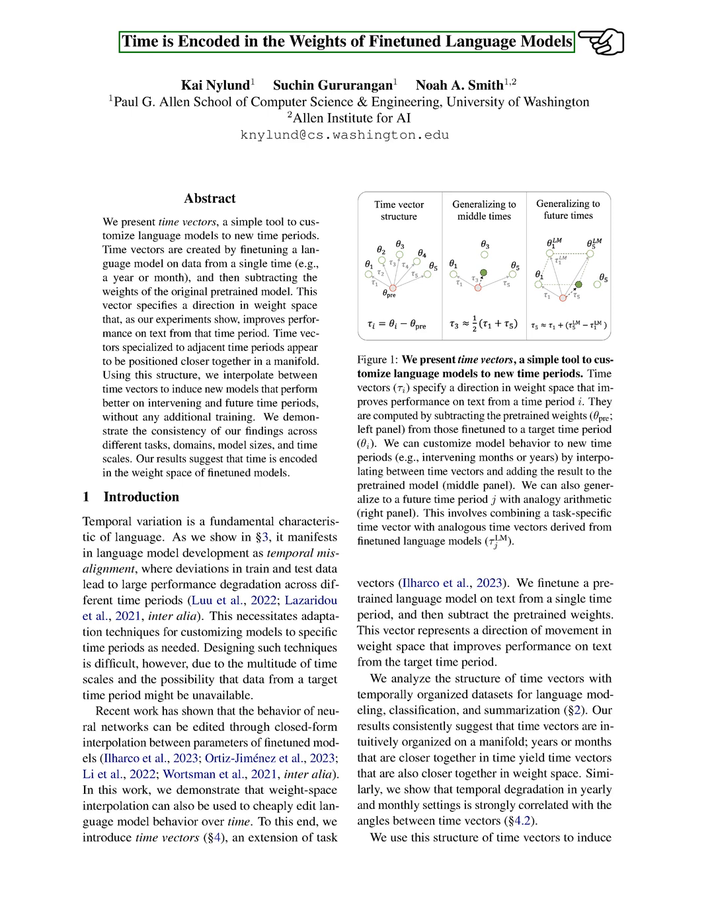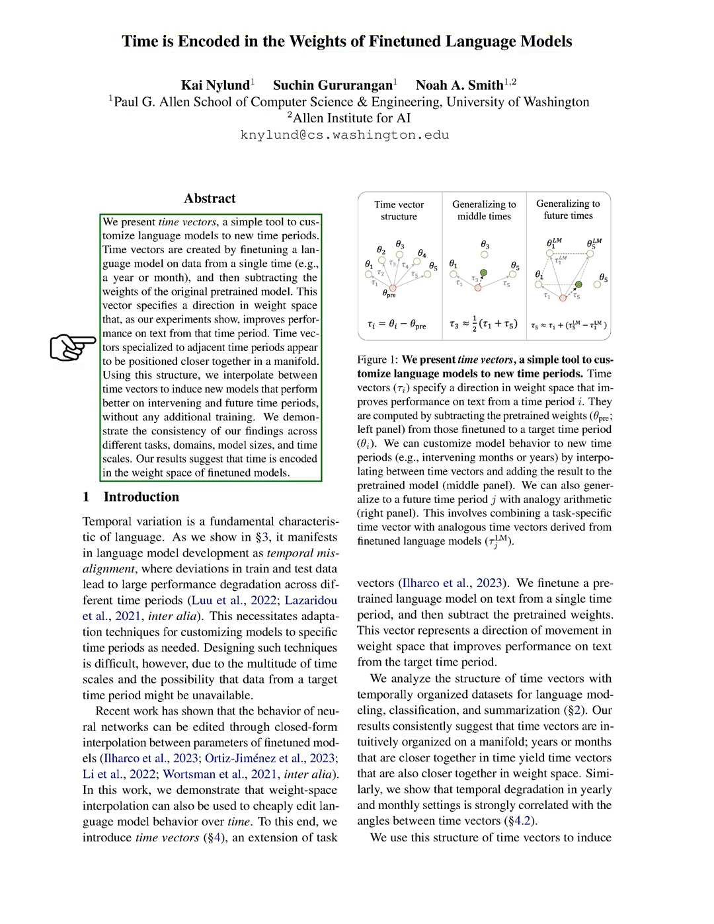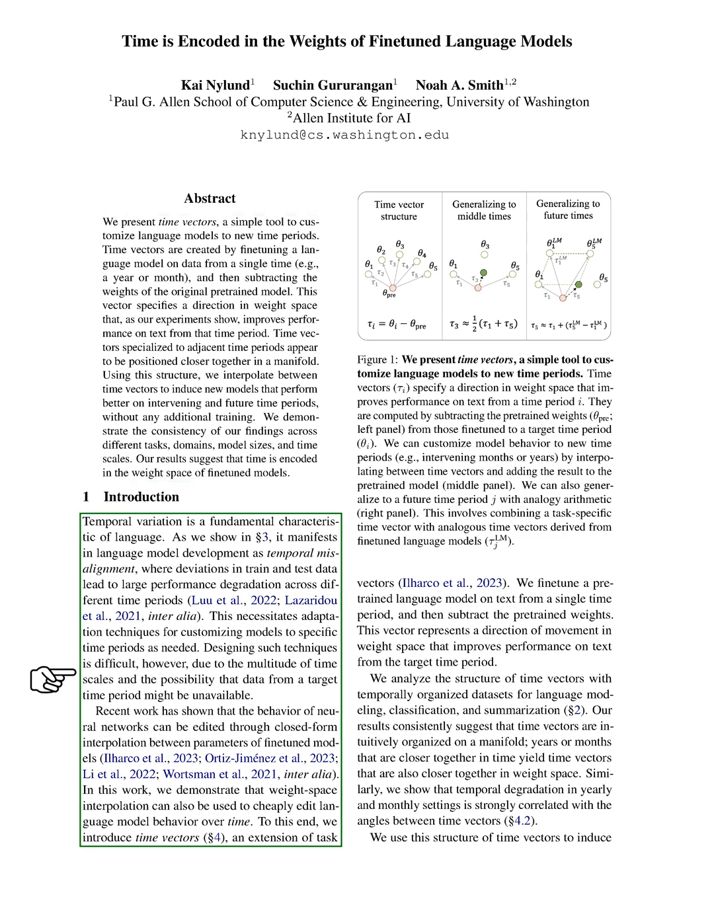Introduction. We're going to talk about how language changes over time and how this can affect the performance of language models. This is known as temporal misalignment, where the training and testing data don't match up in terms of time periods. This can cause a significant drop in performance.